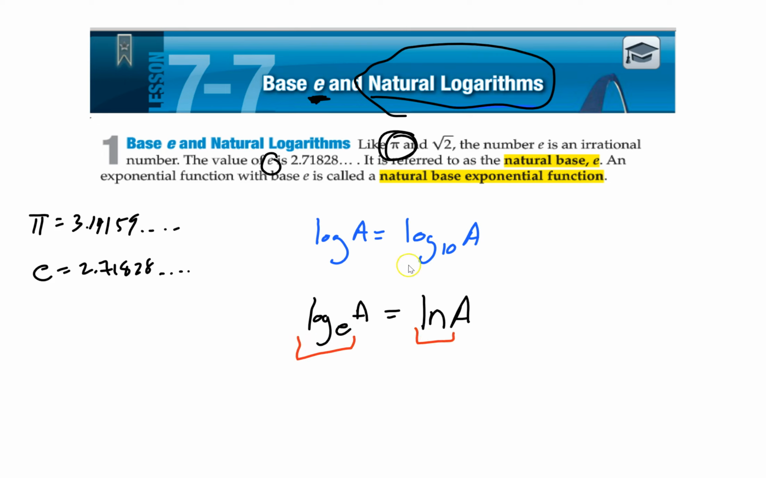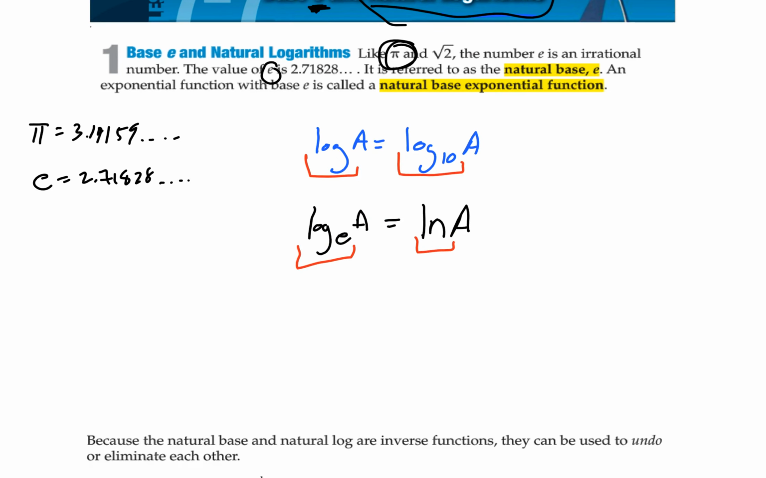So log base e is the same thing as ln. Just like how log base 10 is the same thing as just log without a base, right? These are so special that we use shortcuts to write them because we're going to use them so often. So we don't want to write log base 10 all the time. We're just going to write log. We know that means base 10. We're not going to write log base e all the time. We're just going to write ln because we know that means natural. That means log base e. And since that is the case, all the rules of logs follow through, right?